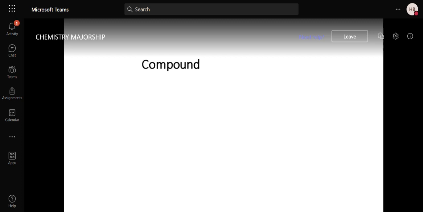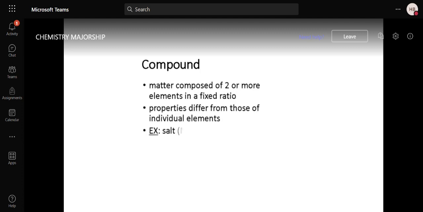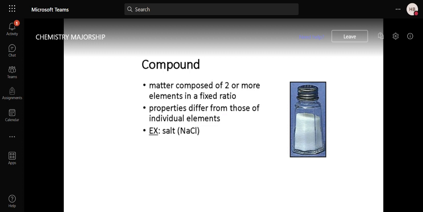Compound. So, syempre, ang compound, meron din tayo mga classification ng mga compounds, no? Okay. So, yan po ang compound. Combination of two or more elements in fixed ratio, following the law of definite and multiple proportions. And then we have, syempre, pag nag-combine na magkaiba na po yung properties.